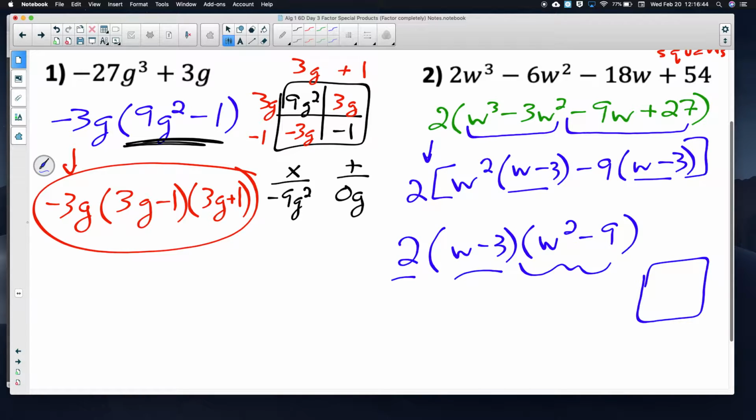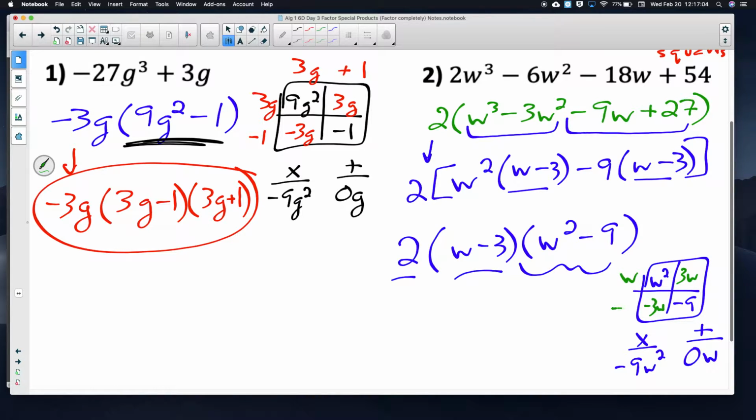So then I go back to my box. I got w squared up here, negative 9 down there. So they need to multiply to negative 9w squared, and they need to add to 0w. And we just did that over in the other example. That's going to be 3w and negative 3w.